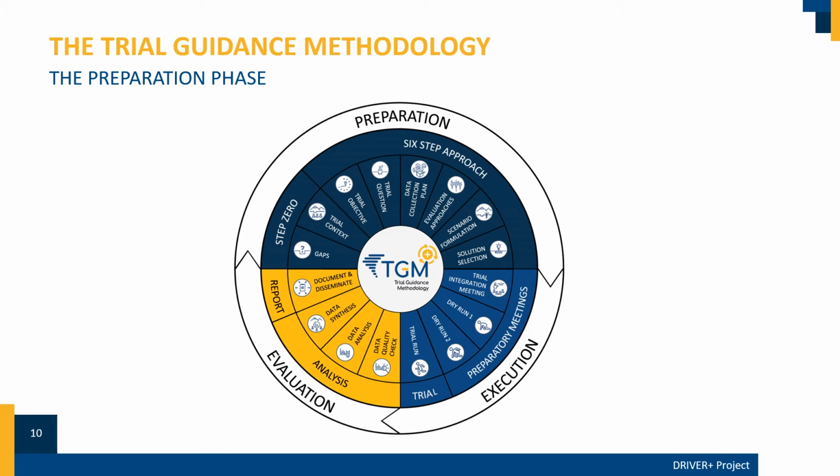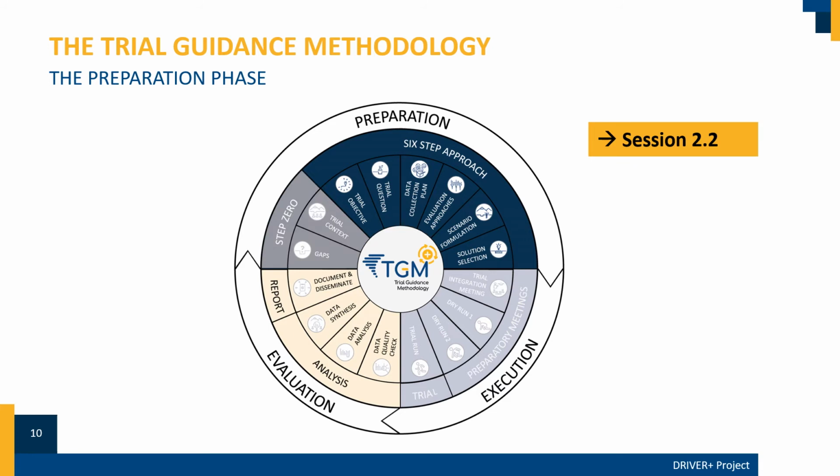But before that, back to the TGM and its 3 phases. In the preparation phase, you prepare your trial. In the execution phase, you do your more technical and logistical preparations. You rehearse the trial, and finally, you run the trial. And then, in the evaluation phase, you evaluate whether the solutions in your trial indeed show real potential to improve crisis management. Let's look a bit closer at the preparation phase. It consists of 2 major parts, the so-called Step 0 and the iterative 6-step approach. While the 6-step approach will be tackled in session 2.2, this session right here will get into the details of the Step 0.